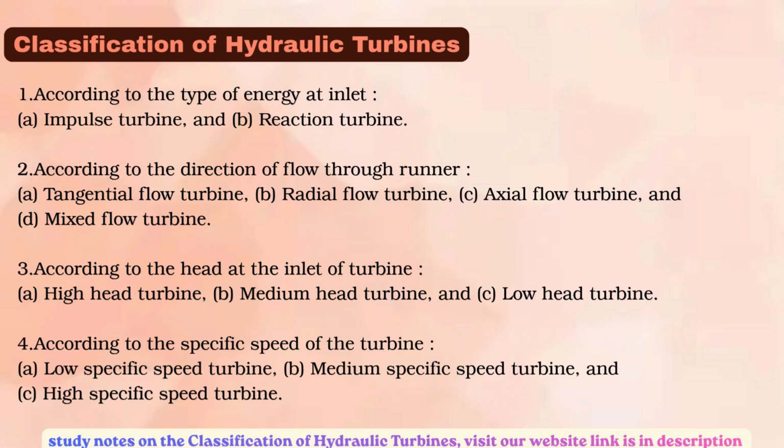Finally, we classify turbines based on specific speed. There are three types: low specific speed turbines, medium specific speed turbines, and high specific speed turbines. Low specific speed turbines are suitable for high head and low flow. Medium specific speed turbines are used for moderate conditions. High specific speed turbines are used for low head and high flow.